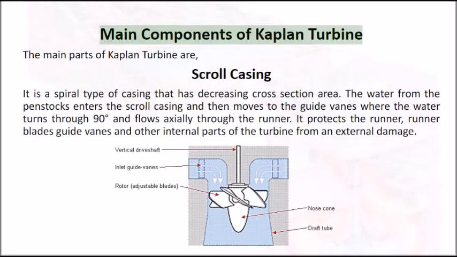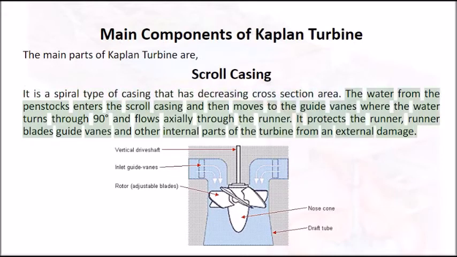Main components of Kaplan turbine. The main parts of Kaplan turbine are: scroll casing. It is a spiral type of casing that has decreasing cross-section area.